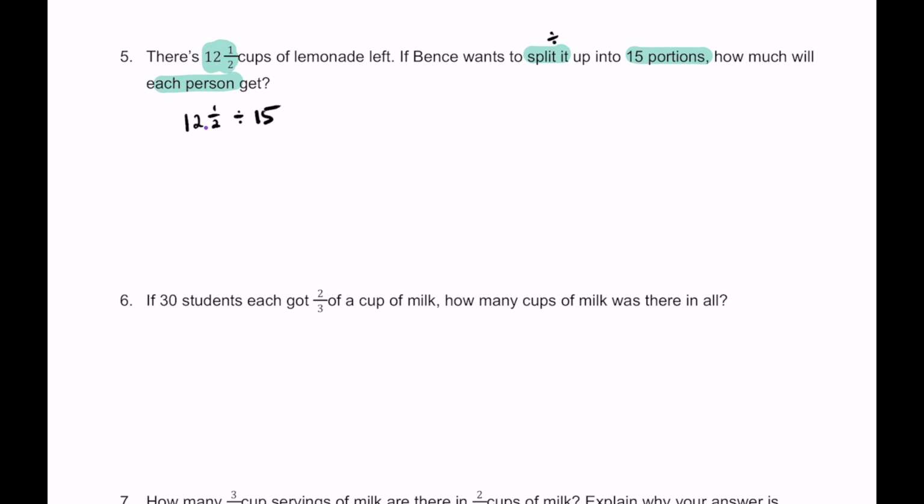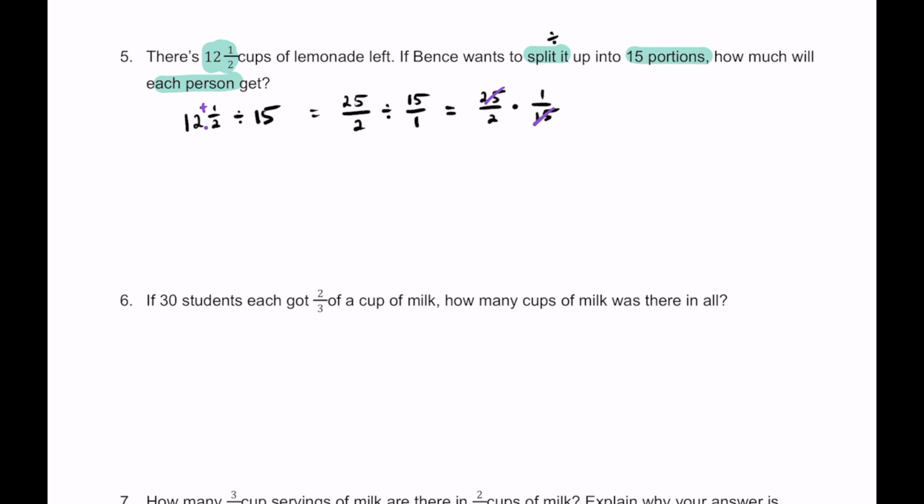So 12 times 2 is 24, plus 1 is going to be 25. So this is 25/2 divided by, what's 15 as a fraction? That's 15/1. And then if we keep, change, flip, this is the same thing as 25/2 times 1/15. Then I think we can cross cancel, right?